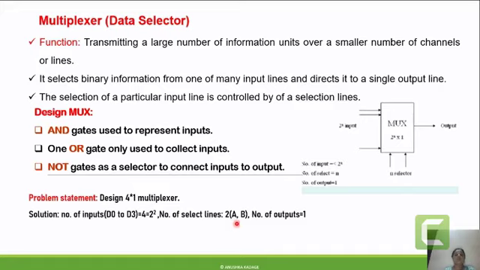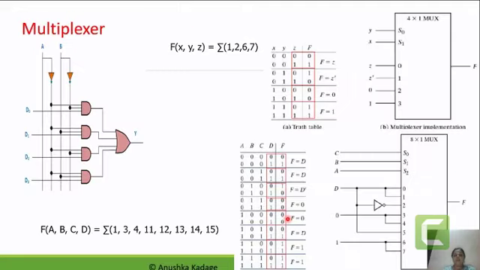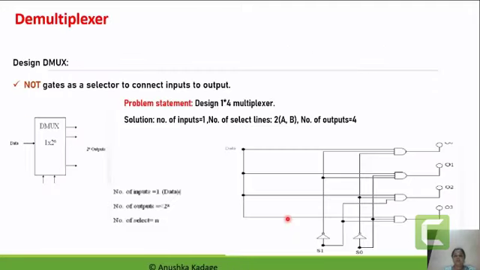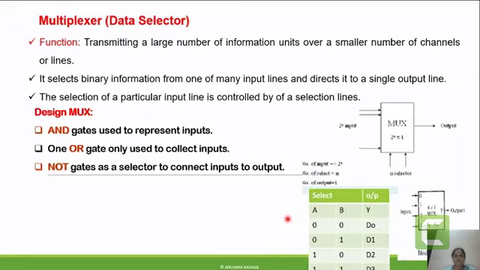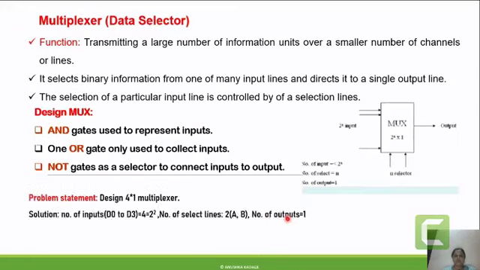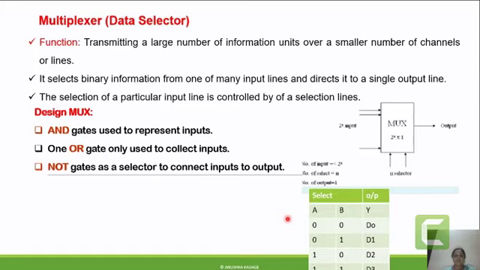So those 2 select lines we are naming as the variables A and B. As it is a 4:1 mux, the number of outputs for this multiplexer will be 1. Now to implement this 4:1 mux, according to this selection, we first have to provide the truth table corresponding to the select lines and the output to be observed.